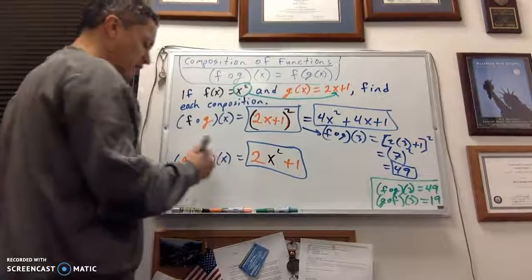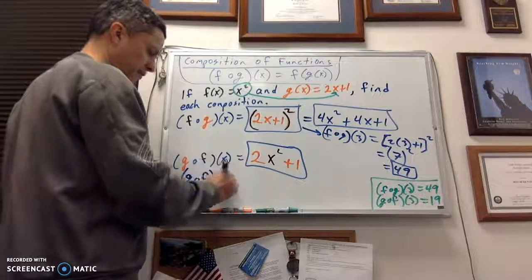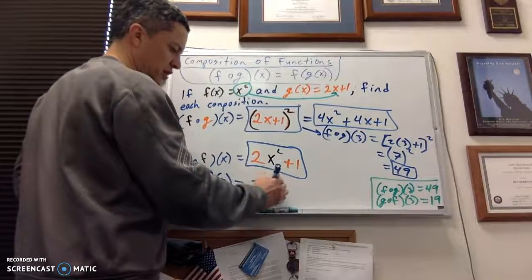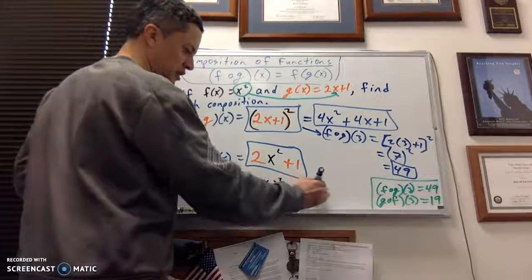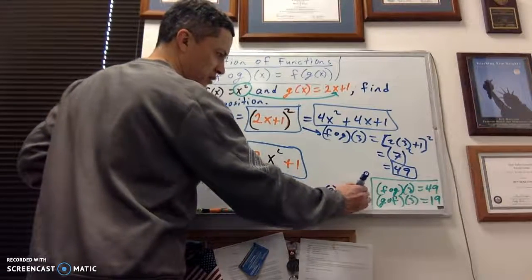Well, if we find g of f of 3, using this one here, that'll be 2 times the quantity of 3 squared plus 1. That's 2 times 9 plus 1. Hey, what do you know? 19.